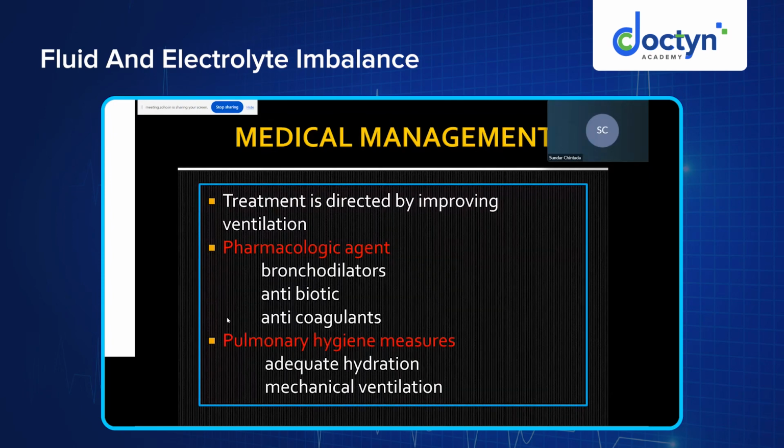The patient is put on either non-invasive or mechanical ventilation, because if the patient is not able to wash out CO2, there is no proper inhalation and exhalation. So then the patient needs ventilator support for some period of time.